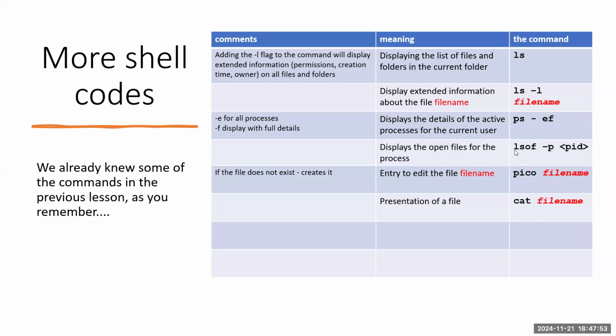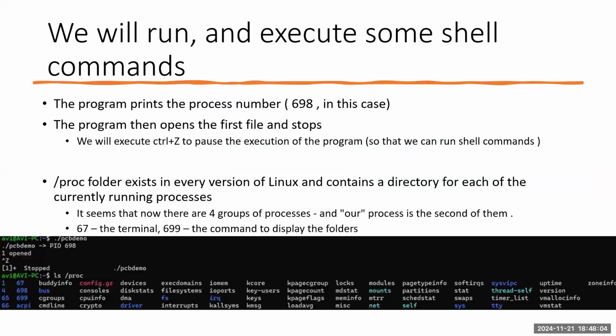So this is review, but lsof is one interesting one. It lists open files of a process. If you know the process number, you can get it by typing ps -ef, because it'll give you all the process numbers. So let's see a run of this command. We will run and execute some shell commands. The program prints the process number, 698 in this case.